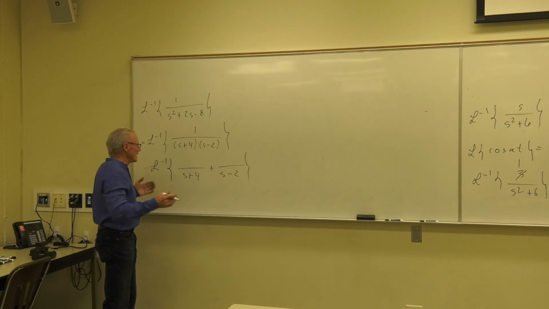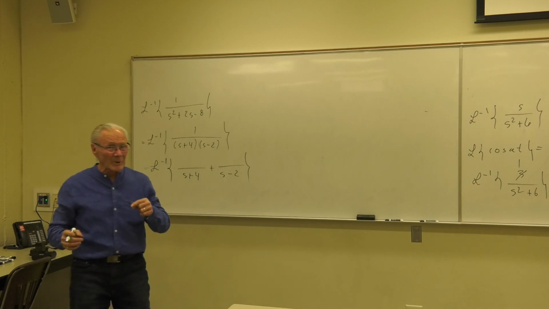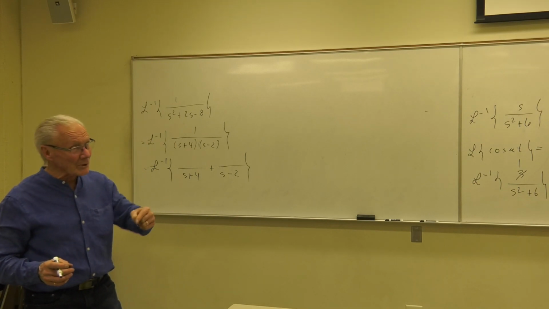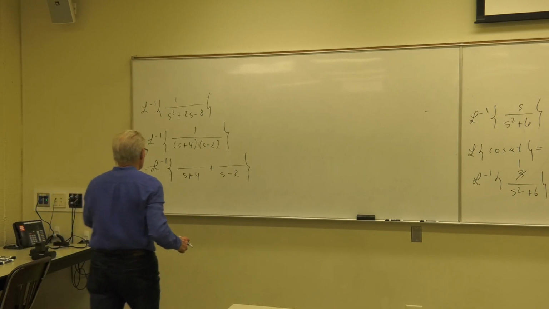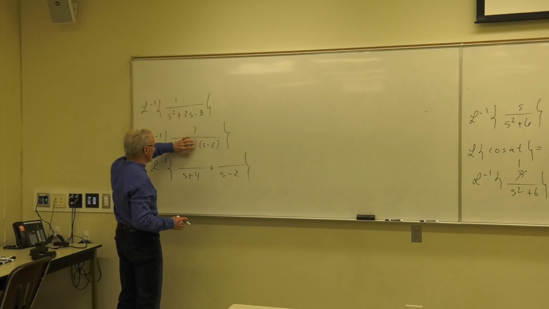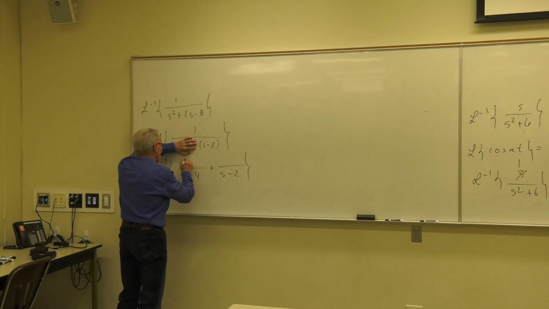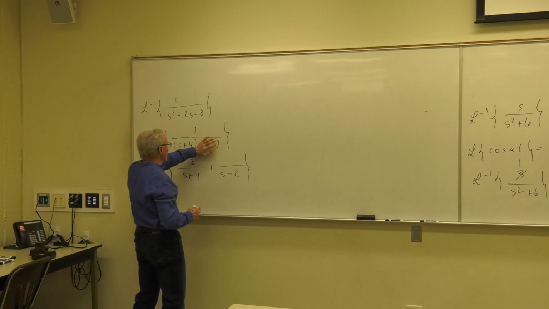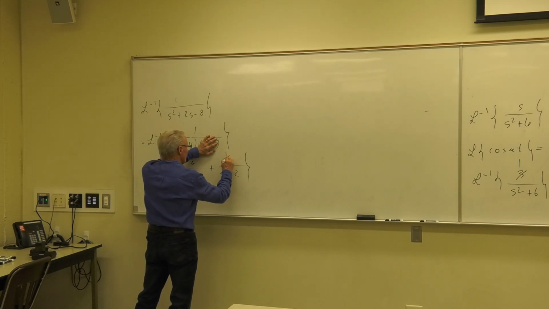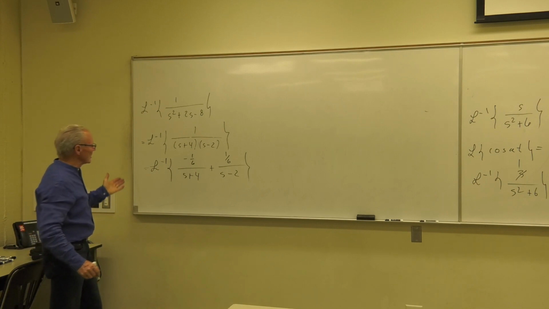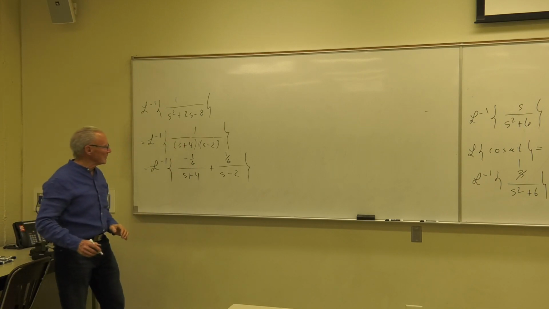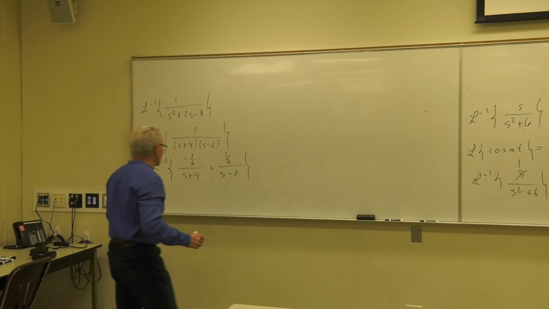How do we get it? Since we've got non-repeated linear factors, remember when we were doing series and we were doing differential equations, there's a fast way to do it. You want to know what's on top of s plus 4? Put your hand over it and put in minus 4. Minus 1 over 6. Want to know what's on top of this one? Put your hand over it and put in 2. 1 over 6. So if I bring that to a common denominator, I should get 1.